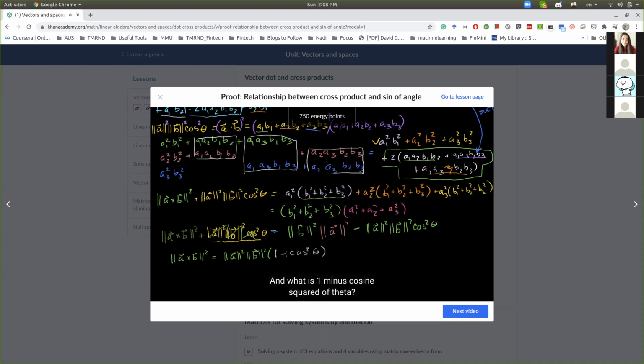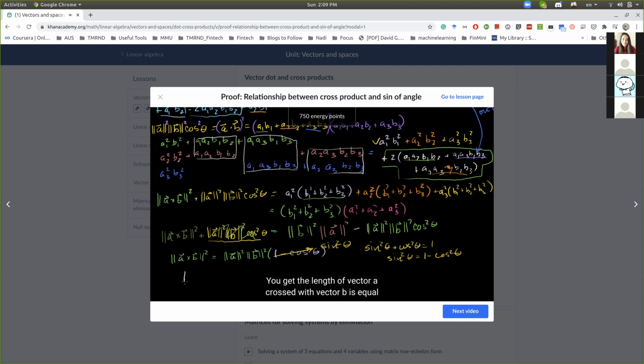And what is 1 minus cosine squared of theta? Well, this is the most basic trig identity: sine squared of theta plus cosine squared of theta is equal to 1. So if you subtract cosine squared from both sides, you get sine squared of theta is equal to 1 minus cosine squared of theta. So this is sine squared of theta. And then what happens if you take the square root of both sides? And this is really exciting.